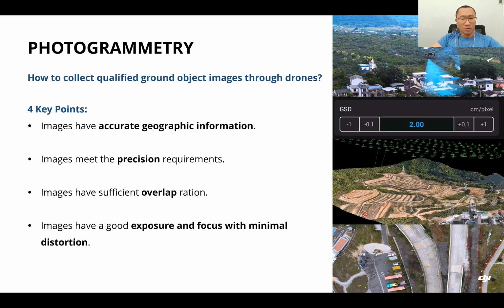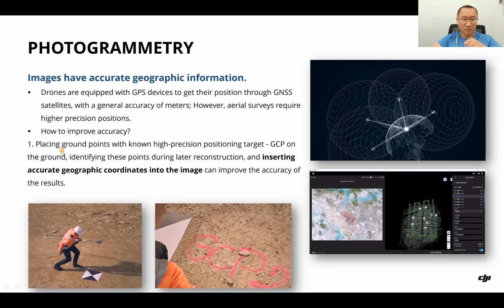And how do we collect qualified ground object images through drones? There are 4 key points we need to pay attention to. The first is that the images should have accurate geographic information, the images should meet the precision requirements, and the images should have sufficient overlap. The images should also have good exposure and focus with minimum distortion. Let's go through these 4 points one by one. First, the images should have accurate geographic information.